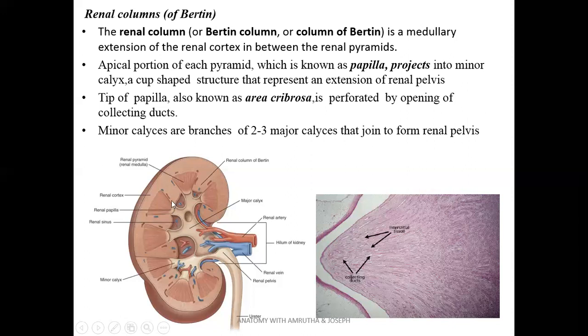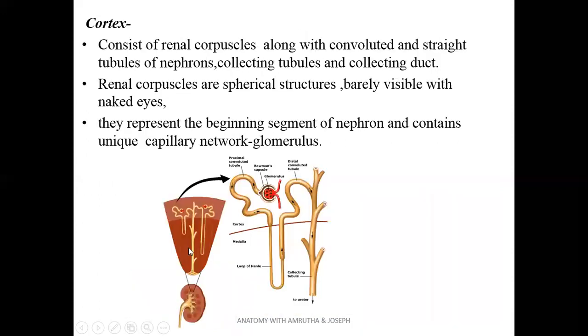Apical portion of the pyramid has got a projection which is called the papilla, projecting into the minor calyx, as I said before. And minor calyx joins to form major calyx, joins to form the pelvis. Now, tip of the papilla has a sieve-like area where the collecting ducts are opening, and this is called area cribrosa. Collecting ducts are opening at the tip of the pyramid, and that is called the papilla.